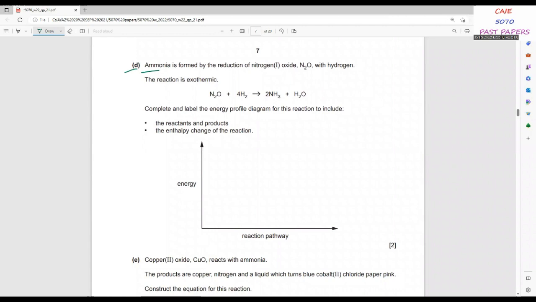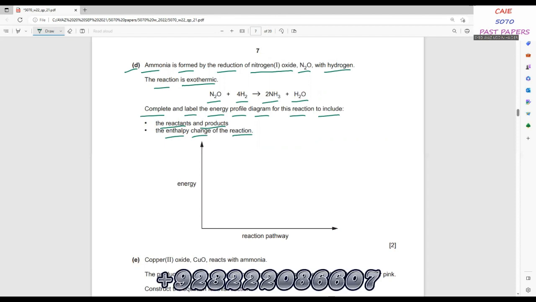(4D). Ammonia is formed by the reduction of nitrogen monoxide N2O with hydrogen. The reaction is exothermic. This is the reaction: N2O plus 4H2 gives 2NH3 plus H2O. Complete and label the energy profile diagram for this reaction to include the reactants and products, the enthalpy change of the reaction.